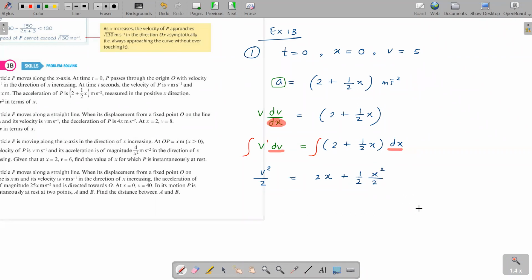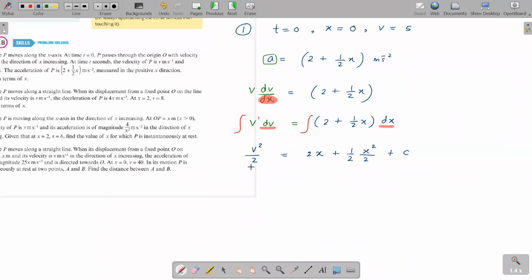Is that all? When you integrate, I'm done with the integration, but you must remember to put the plus c. It is critical, it is crucial you put this plus c. Okay, you need to put the plus c because obviously they give you these boundary conditions so that you can find the plus c. Okay, right. So let's simplify this a little bit. I get here half v square equals 2x plus half into 1 over 2 is 1 over 4x square plus c. Guys, are you with me?